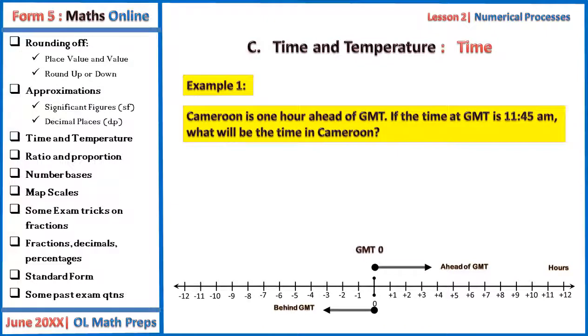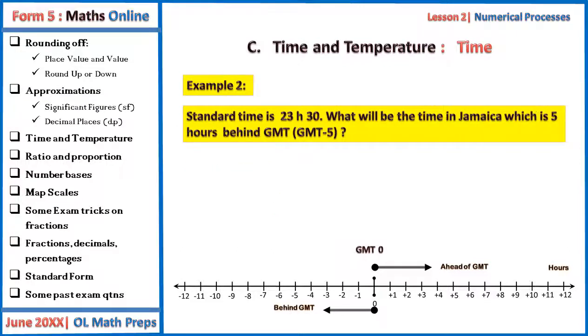Let's take some good examples. Cameroon is 1 hour ahead of GMT. If the time at GMT is 11:45 a.m., what will be the time in Cameroon? So Cameroon is 1 hour ahead of GMT. So if GMT is 11:45 a.m. and Cameroon is ahead, we just have to add 1 hour. So Cameroon is at GMT plus 1. So GMT plus 1 hour gives us 12:45 p.m. 11:45 a.m. plus 1 hour gives us 12:45 p.m.